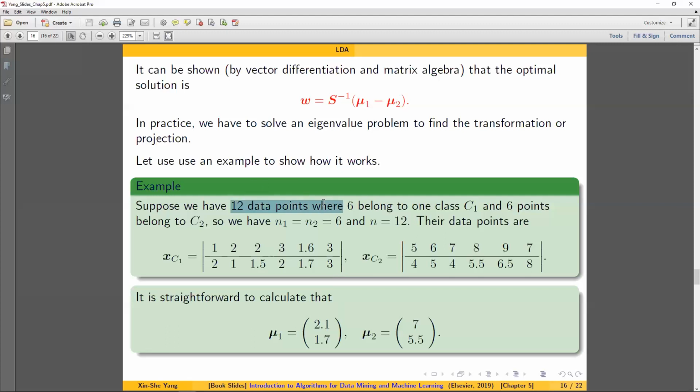Okay, so this is an example. Suppose that we have 12 data points, 6 belong to one class C1, 6 belong to C2, so that we have N1 equal to 6, N2 equal to 6, N equal to 12. Their data points look like that. XC1 has these observations. The second cluster, the classification cluster, has those observations. Now we can get the mean of those two. The first one has mean of 2.1 and 1.7, and mu2 is 7 and 5.5.